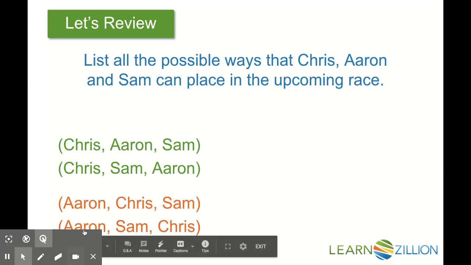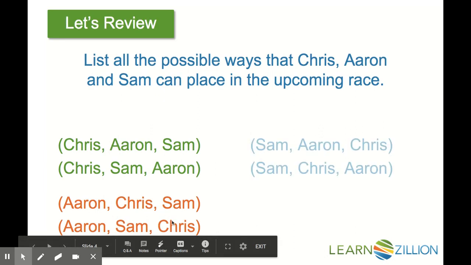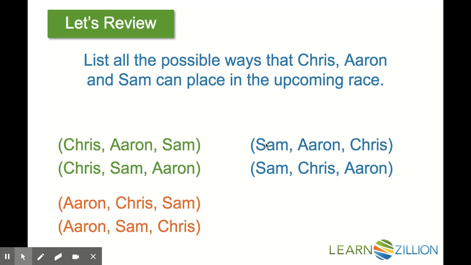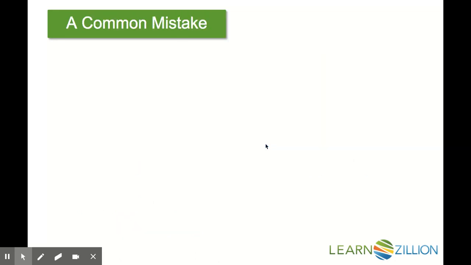We have two events where Aaron comes in first, then Chris, then Sam, and then another event where Aaron comes in first, then Sam, then Chris. And then finally, we have scenarios where Sam comes in first, and then we have the other two boys switching in terms of who comes in second and third, giving us a total of 6 outcomes. This is an organized list.